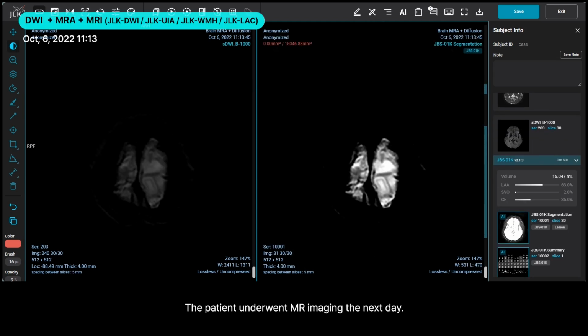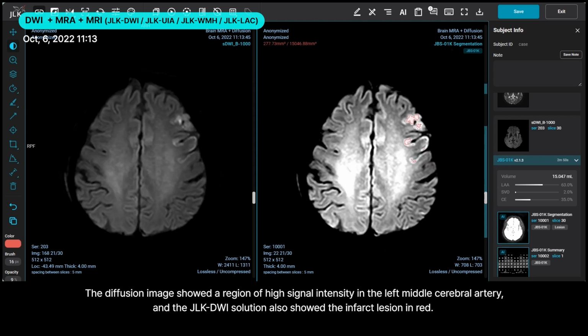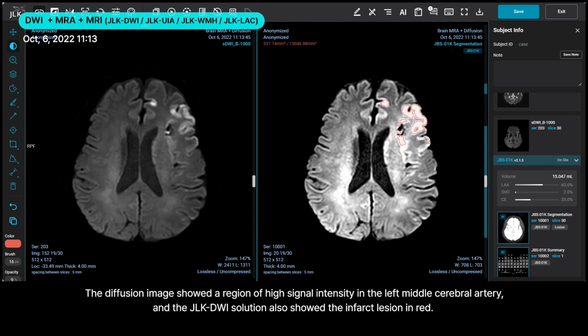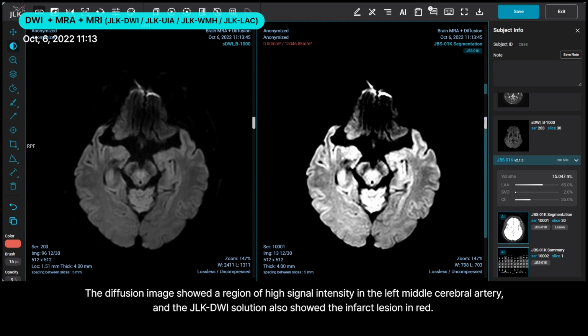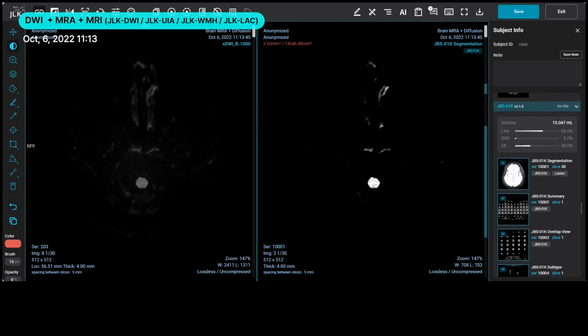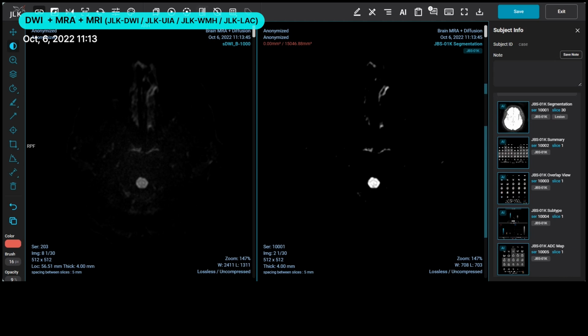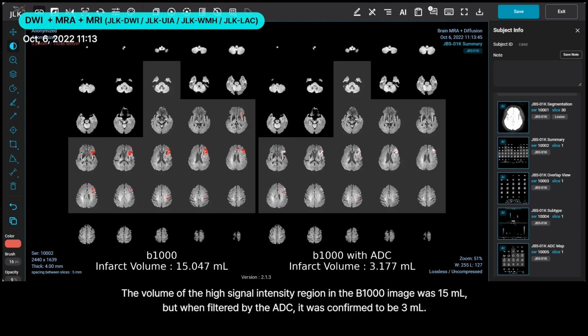The patient underwent MR imaging the next day. The diffusion image showed a region of high signal intensity in the left middle cerebral artery, and the JLK-DWI solution also showed the infarct lesion in red. The volume of the high signal intensity region in the B1000 image was 15 milliliters, but when filtered by the ADC, it was confirmed to be 3 milliliters.